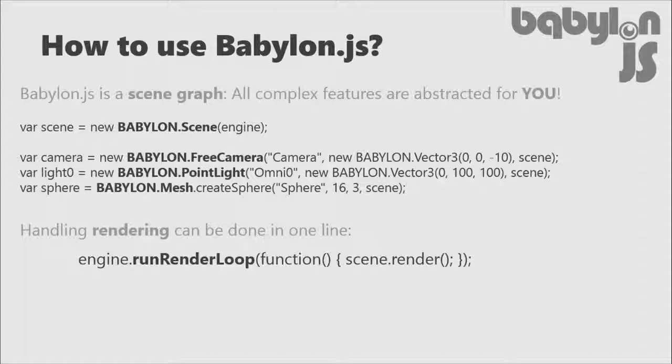So engine.runRenderLoop will try to call your code as fast as possible. Okay. You don't cap it, you don't limit the FPS? No, it will be handled for you by Babylon.js, freely. Okay. So, let's continue.